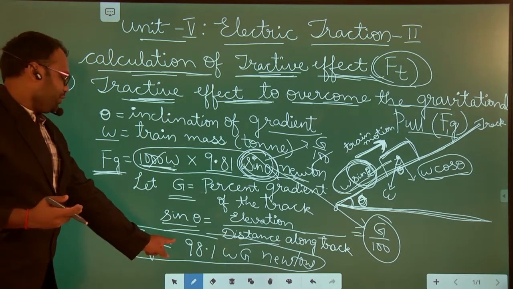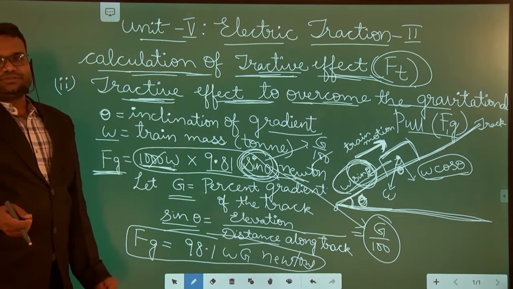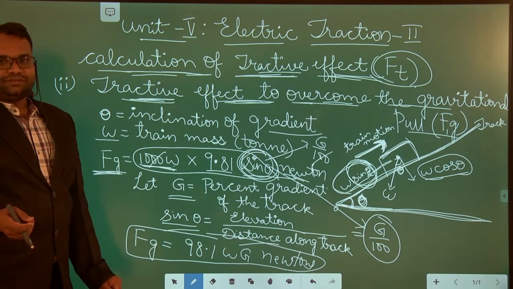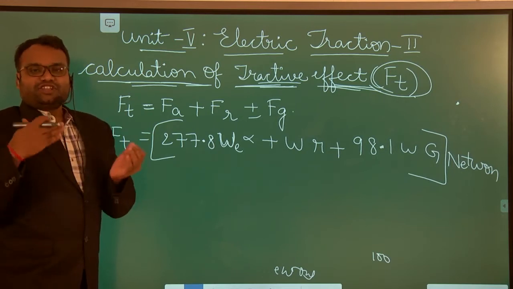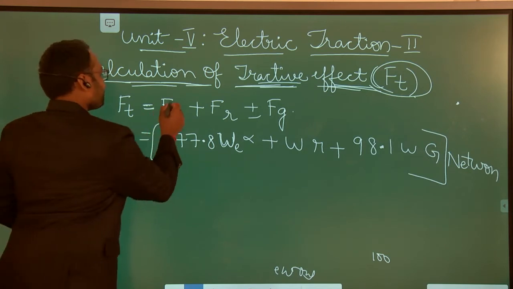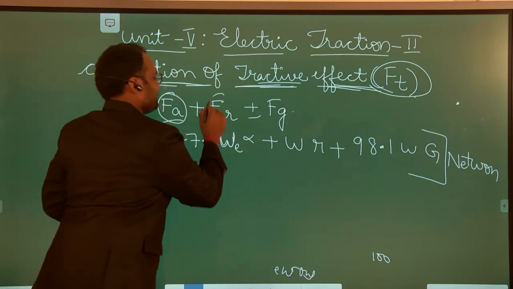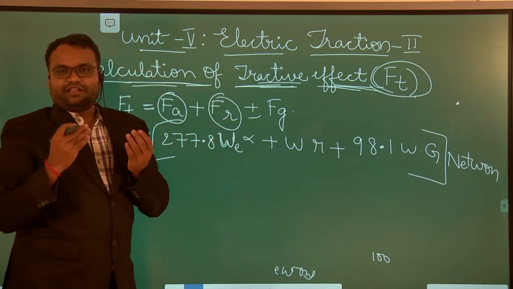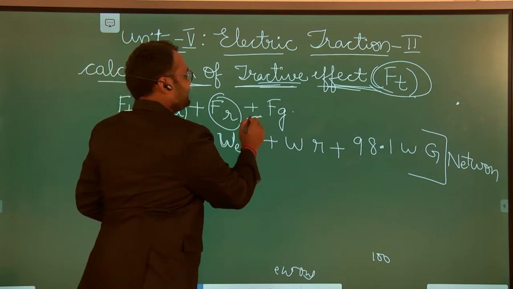Fg is equal to 98.1 into W into G, that is in newtons. Done. So the resultant tractive effort in order to overcome the linear or rotational acceleration, the first one, that is Fa, and the tractive force to overcome the train resistance, that is Fr, and the tractive effort to overcome the gravitational pull, that is plus or minus Fg.